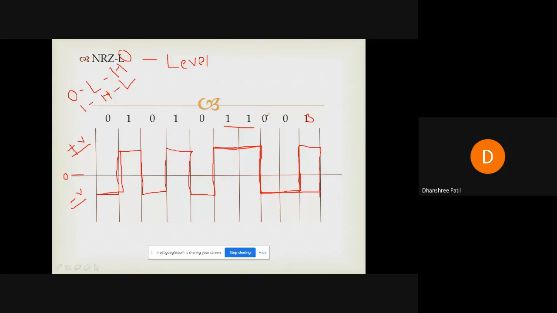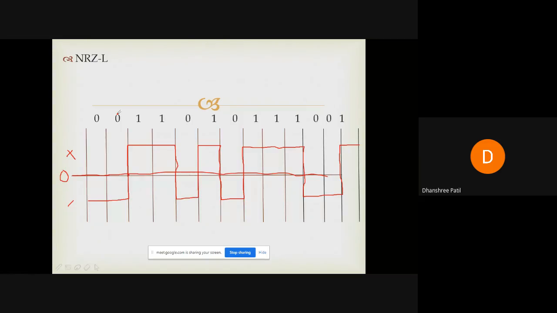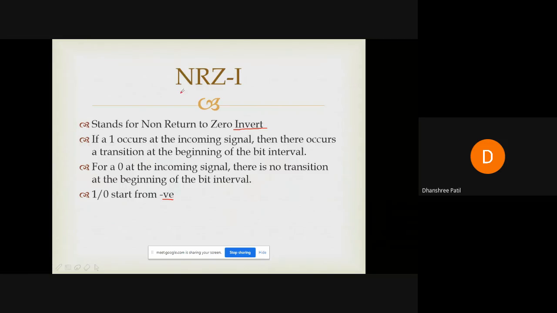So this is nothing but the NRZ, which is also called NRZ-L, meaning non return to zero level. So we have seen some examples, no need to repeat. Then NRZ-I. Again it is a type of NRZ, non return to zero, meaning we will have the zeroth line where the signal should not end, it will be at the positive or negative side. And I stands for invert.